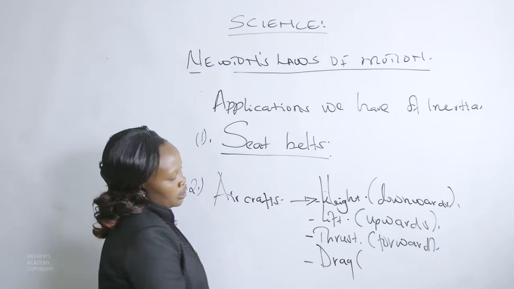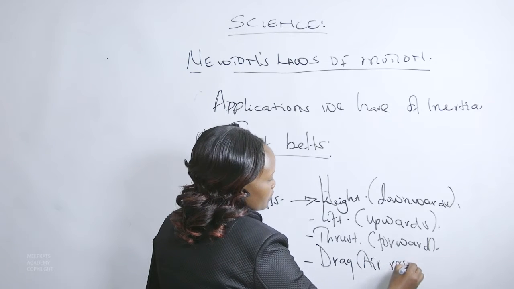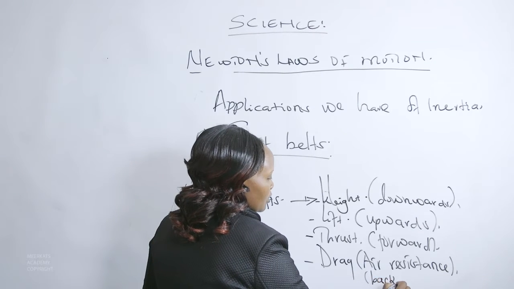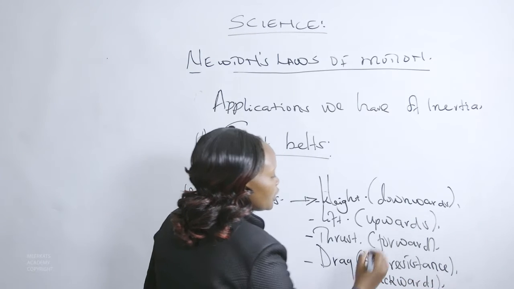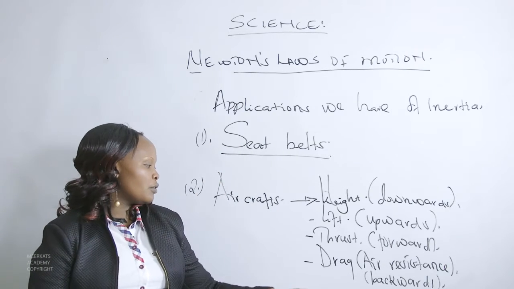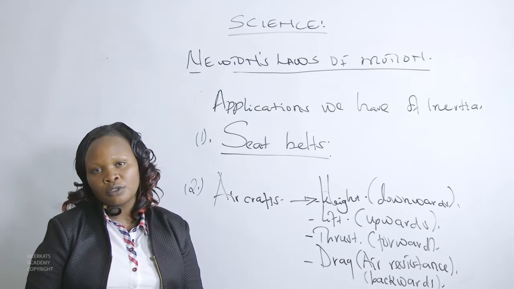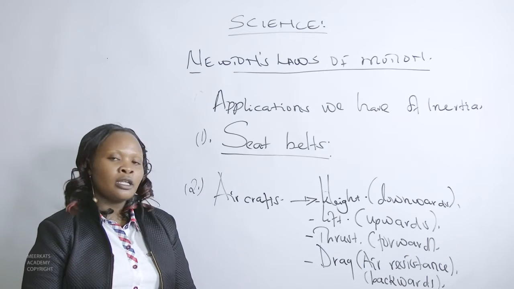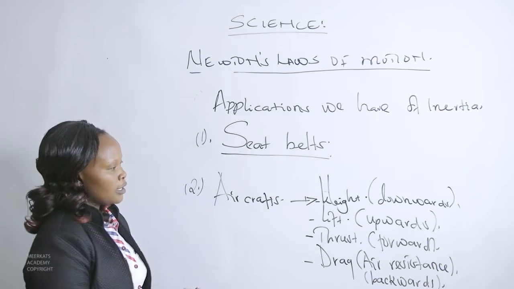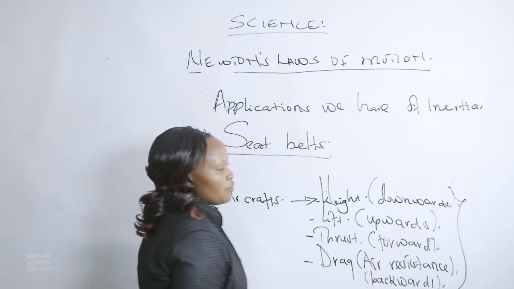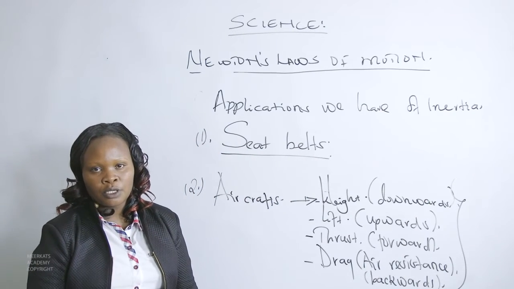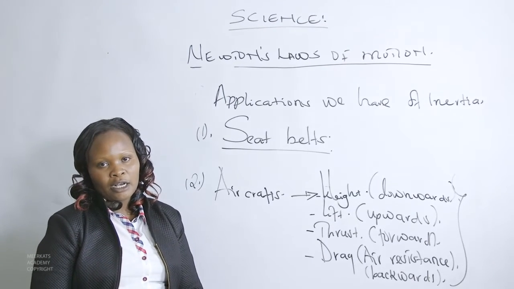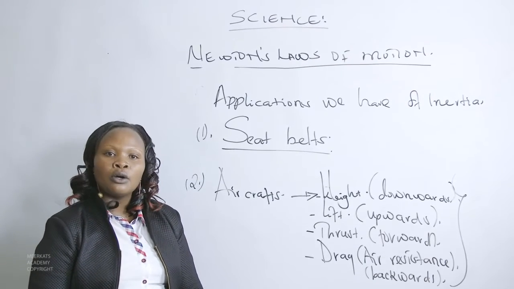And finally, we have the drag, which can also be called air resistance. And this one acts backwards. Now, for us to achieve a constant velocity at a given altitude, the 4 forces are supposed to balance each other. Therefore, the net force acting on our aircraft, when you resolve the 4, should be 0. It should be 0, and that way we can achieve a constant velocity at a given altitude.